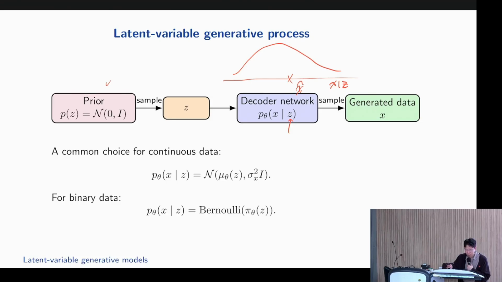For the decoder network, for continuous data, we usually use a Gaussian model, where the neural network outputs the mean parameter of this Gaussian, and typically the standard deviation is fixed as a constant. For binary data, we'll use a Bernoulli model, where pi theta defines the parameter for the Bernoulli. This parameter is the probability of flipping heads in a biased coin toss, right?